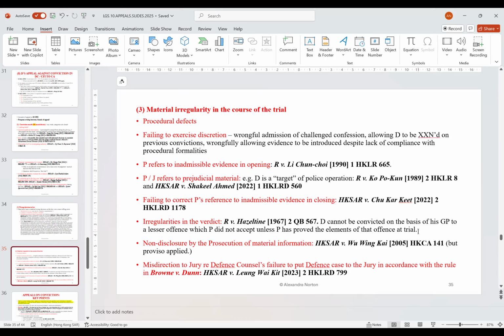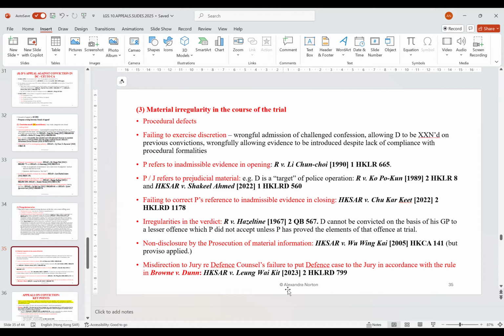Remember that if the prosecution have refused an offer to plead guilty to a lesser alternative offense, then in order for the defendant to be convicted of that after trial, it has to be on the basis that the prosecution have proved the elements of the offense. Failure to disclose material information, also a good ground of appeal.